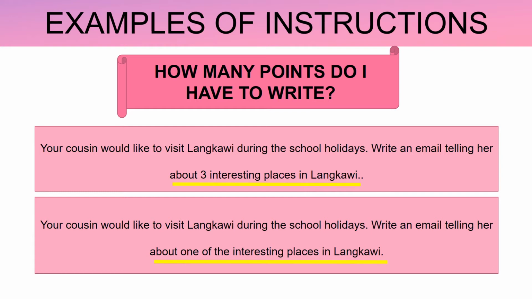So you might come across different types of instructions. You have to read it very carefully, whether they ask you about 3, about 4, or maybe about one of the interesting places. And sometimes the question might ask you about at least 3 interesting places. So when there's the word at least, you cannot write less. You have to write at least 3, means 3 or more. Okay?